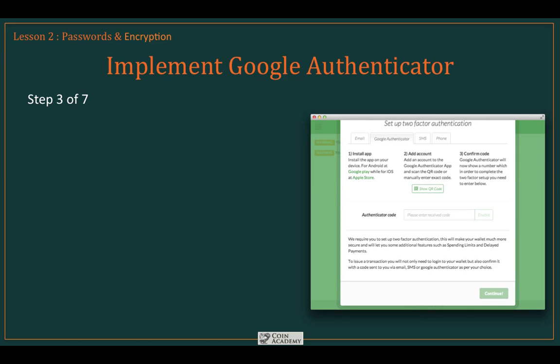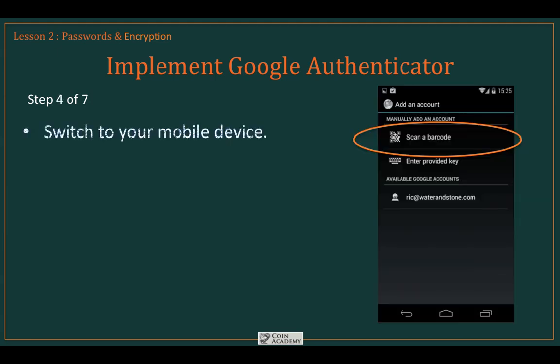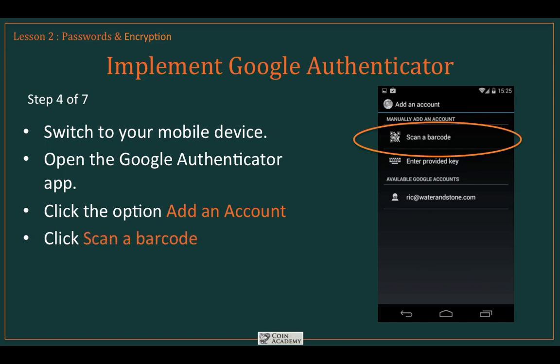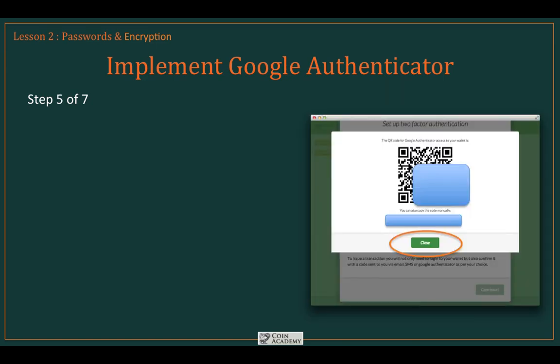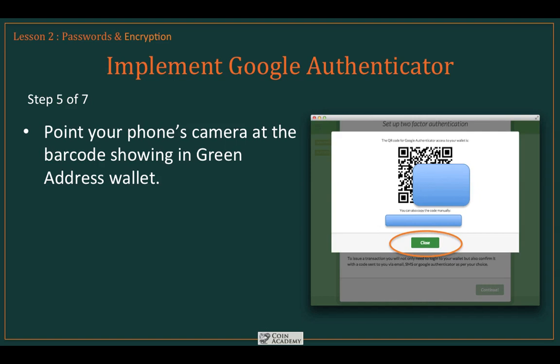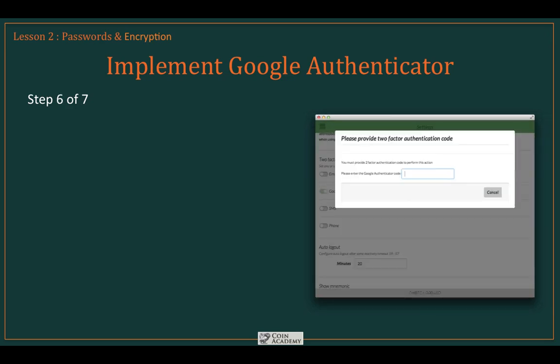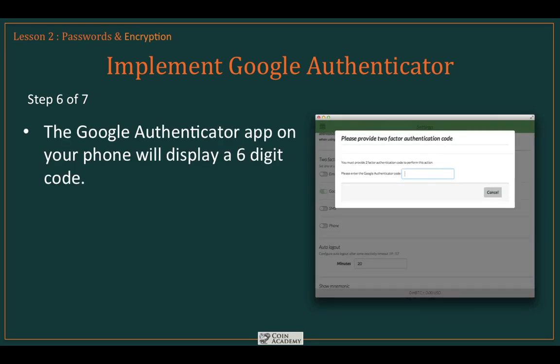Green Address at that point in time gives us a pop-up. You want to click the button Show QR Code. Now, go get your phone, switch to your mobile device, open your Google Authenticator app, click Add an Account up on the top right, click Scan a Barcode, and then point your camera at that barcode on the screen, wait for it to beep, and once it beeps, click the Close button on the Green Address wallet screen, and it'll give you this new screen, and in that space that's provided, you input the 6-digit code that shows up on your Google Authenticator app.